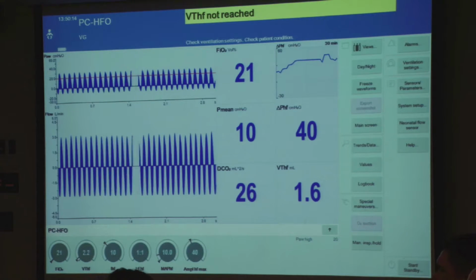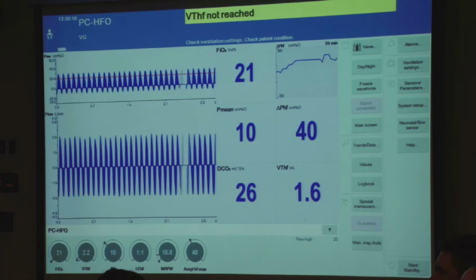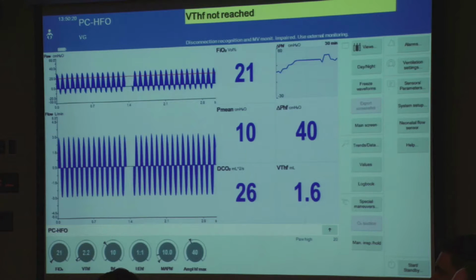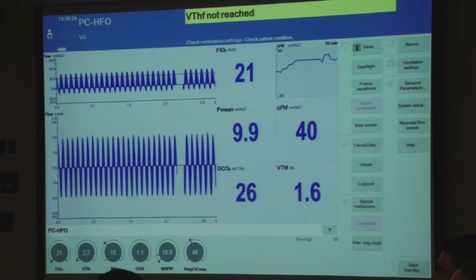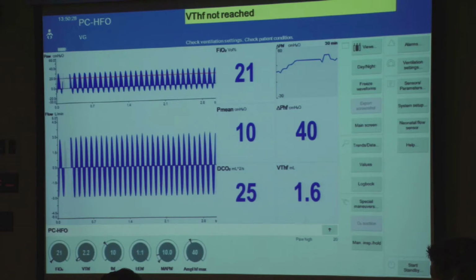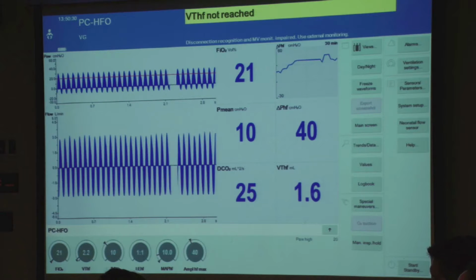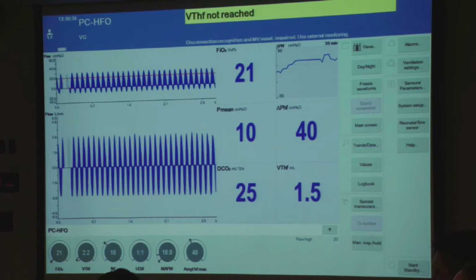Are we having some water in the system? Anything that has reduced the efficiency of the oscillation. So that's an important alarm, and we are using this more and more as a strategy to actually know when the baby is full of secretions and we have to suction them or whatever.